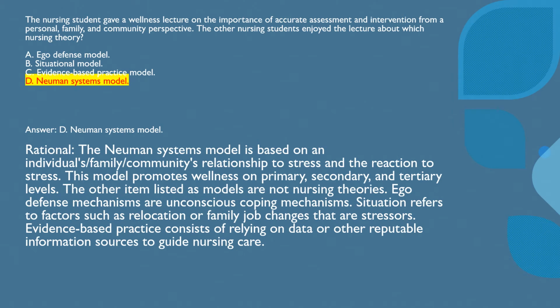Answer: D. Newman systems model. Rationale. The Newman systems model is based on an individual's, family's, and community's relationship to stress and the reaction to stress. This model promotes wellness on primary, secondary, and tertiary levels. The other items listed as models are not nursing theories. Ego defense mechanisms are unconscious coping mechanisms. Situation refers to factors such as relocation or family job changes that are stressors. Evidence-based practice consists of relying on data or other reputable information sources to guide nursing care.